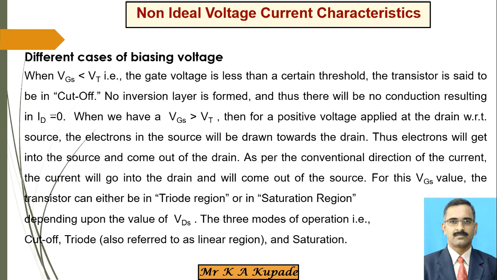Now for this, there are two biasing concepts considered. One is the case that VGS is very less than VT.